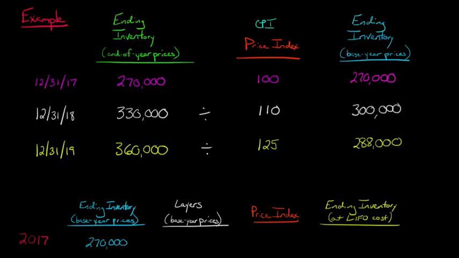So, going to have a lot of numbers here, so just hang with me. So in 2017, if we're trying to calculate the end of year inventory, we're going to say, okay, well, what layers do we have? Well, it's the first year, so we only have one layer. We just have the 270,000. So this is actually going to be pretty simple. We're just going to have 270,000, and then we have a price index of 100. So our ending inventory at LIFO cost for that first year is just going to be 270,000. So that's pretty simple, right?